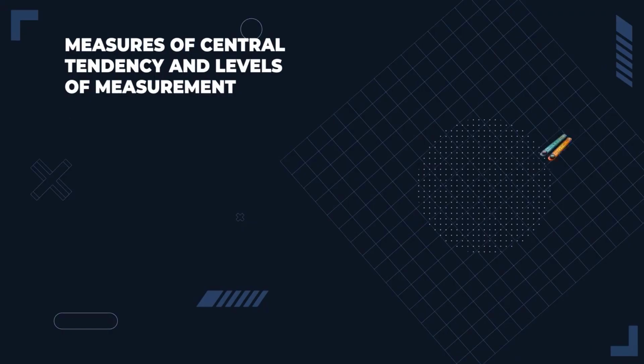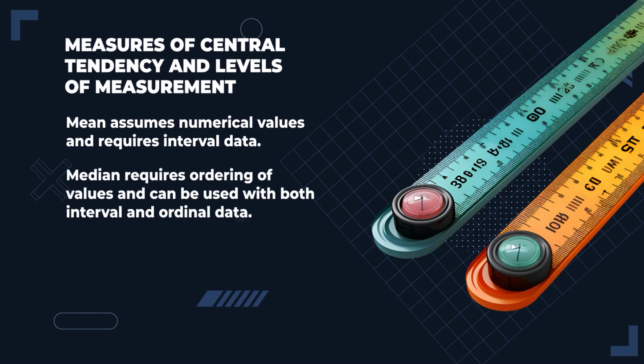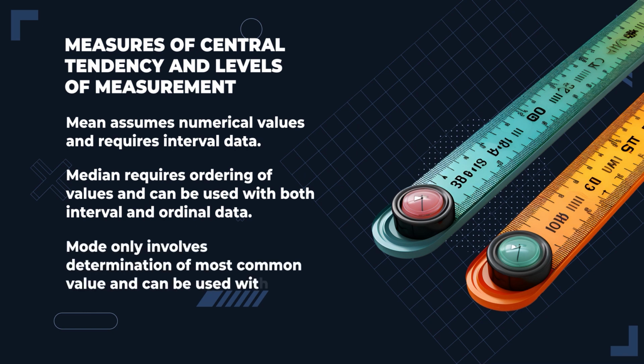So we can summarize the measures of central tendency based on levels of measurement as follows. Mean assumes numerical values and requires interval data. Median requires ordering of values and can be used with both interval and ordinal data. Mode only involves determination of the most common value and can be used with interval, ordinal and nominal data.